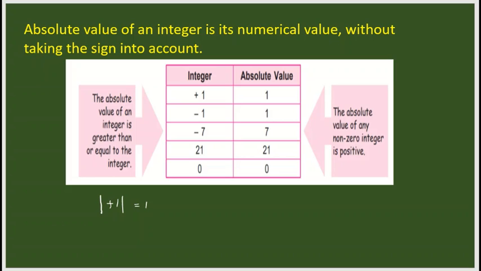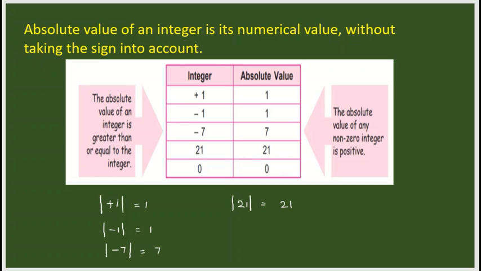Similarly, minus 1 is the integer. What is its absolute value? Again plus 1. That means modulus of minus 1 is again 1. What is the absolute value of minus 7? That is 7. So it can be written as modulus of minus 7 is equal to 7. Already we said that absolute value is only the numerical value without taking its sign into account. So what is the absolute value of 21? Again 21. Modulus of 21 is 21.